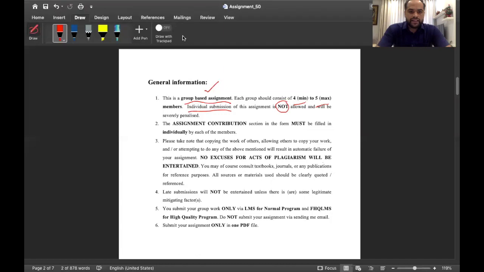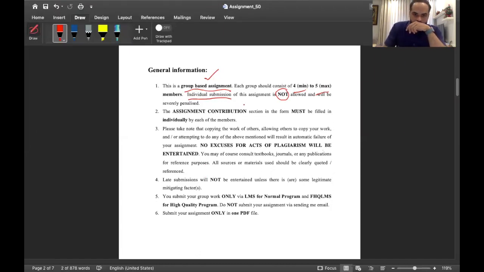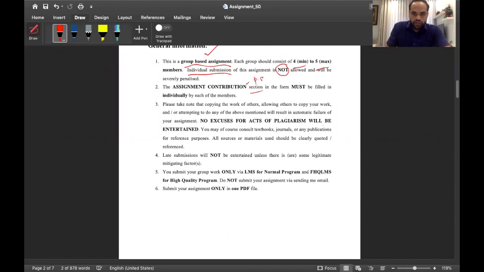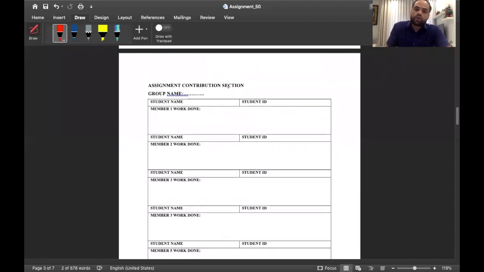Okay. Next is the assignment contribution section, which is on the next page, page number 3. All right, this assignment contribution section in the form must be filled in individually by each member, right? All the members have to fill in this form. It is about what your contribution is in this assignment, which means what you have done. Maybe question 1, question 2, question 3, question 4. Two students can do question 1. It is all about your efforts, your work, and your contribution, right?